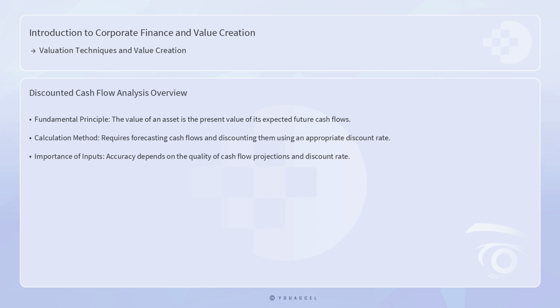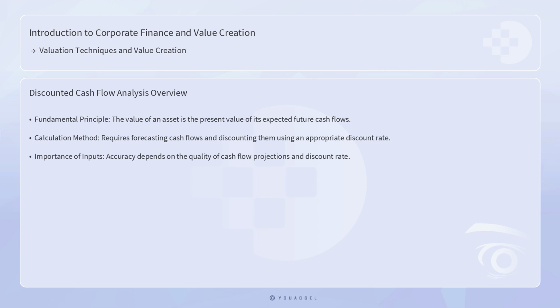The discounted cash flow analysis is grounded in the principle that the value of an asset is the present value of its expected future cash flows. This method requires forecasting the cash flows the asset is expected to generate and then discounting these cash flows back to their present value using an appropriate discount rate. The discount rate typically reflects the weighted average cost of capital, which accounts for the cost of equity and the cost of debt, weighted by their respective proportions in the company's capital structure.